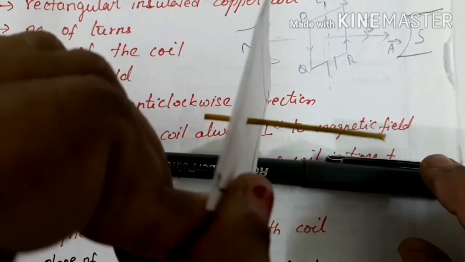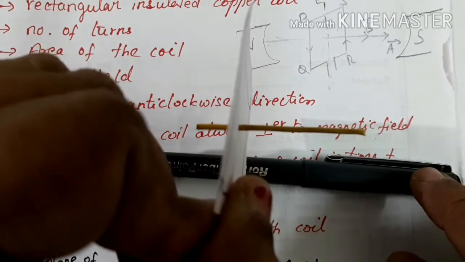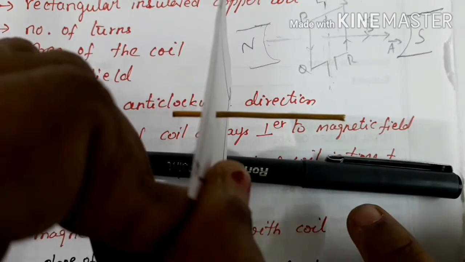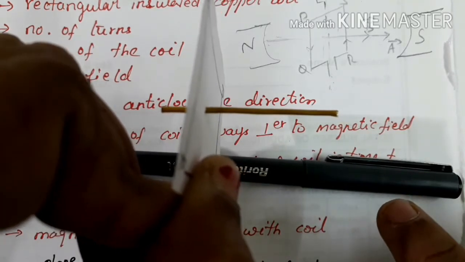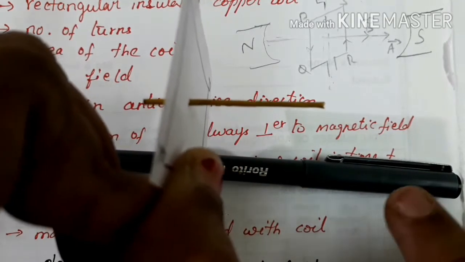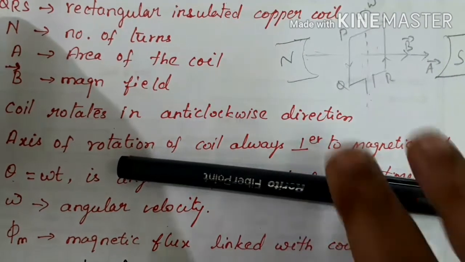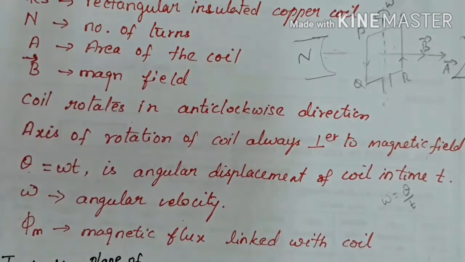Again, come back to the initial position, that is 360 degrees, right? So I hope you understood how the angle changes from 0 degrees to 360 degrees. Okay, 0, pi by 2 that is 90, pi that is 180, 3 pi by 2 that is 270, and 2 pi that is 360 degrees, right? Now we will go to the explanation part.